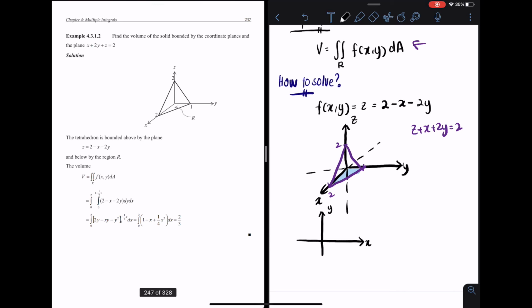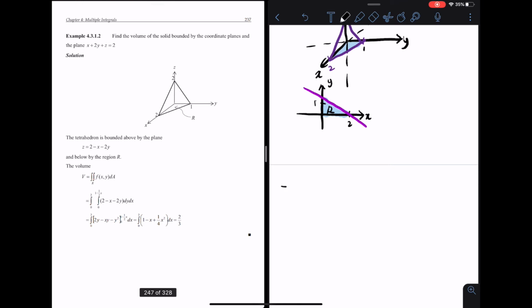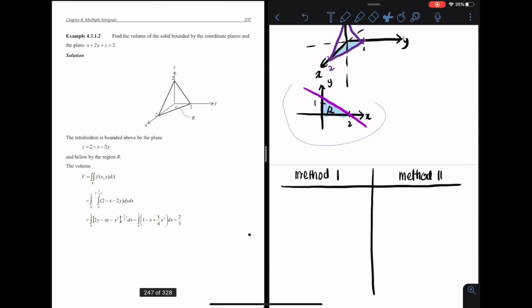and the value here is 1, right? So 1 and 2. And this is your region. So this is your region R. What should I do with this region R? Again, you can solve it by using type 1 or type 2 integral. Either method will give you the same answer. Method 1 and method 2. Again, I'm going to copy whatever I have over here.